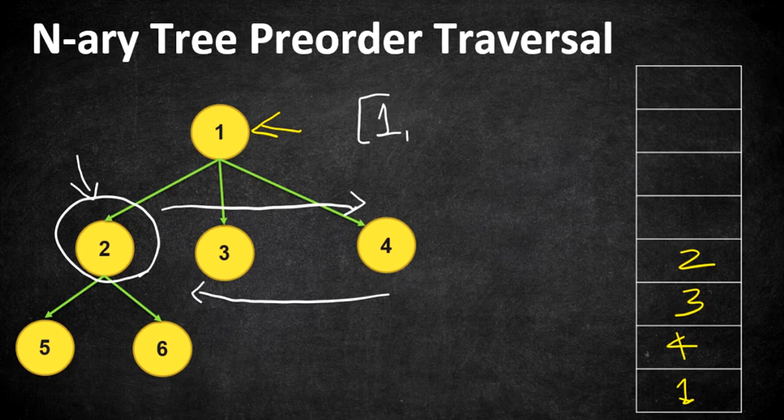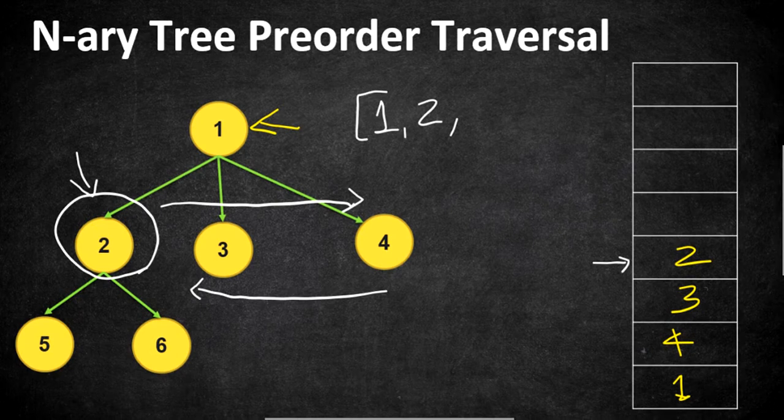So it's time to pop the element from the stack. So we are going to pop 2 first and add that to our list. So as per the pre-order traversal, the first child is being added. So for now we have popped 1 and 2 from our stack.